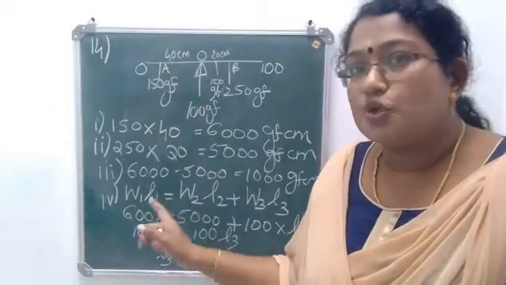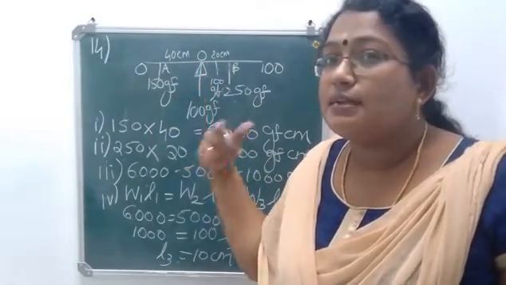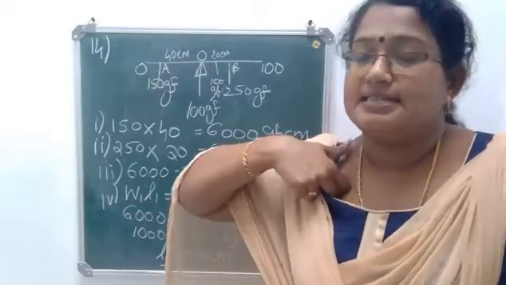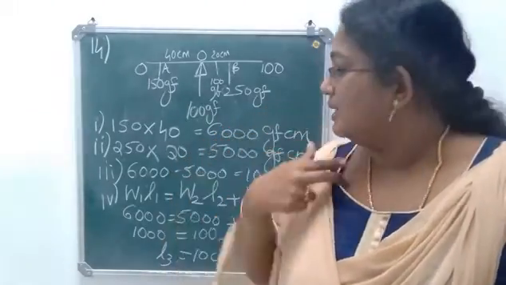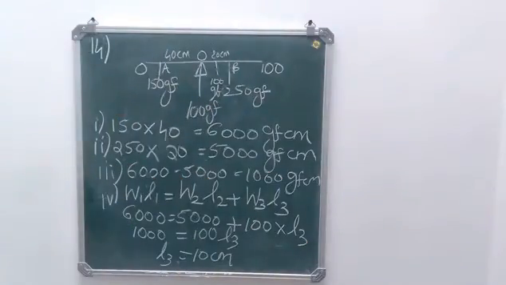100 gram force should be hung at a distance of 10 centimeter on the right of the pivot. Okay. At a distance of 10 centimeter on the right of the pivot. Clear?